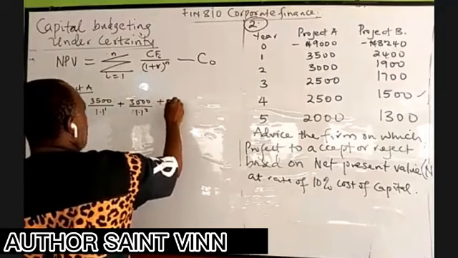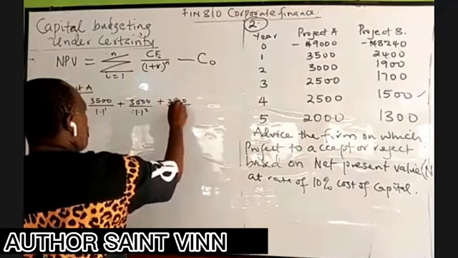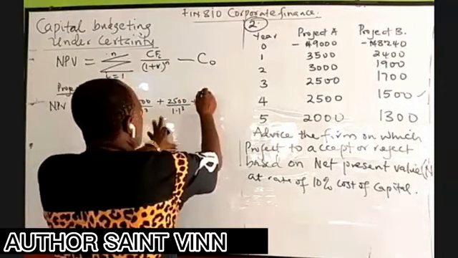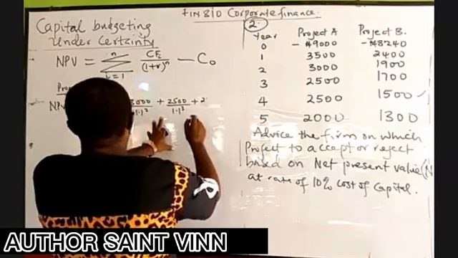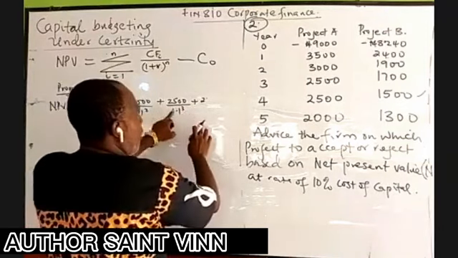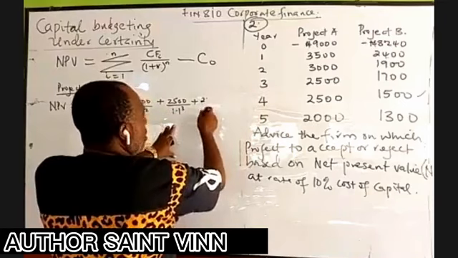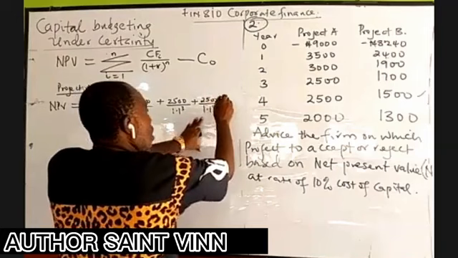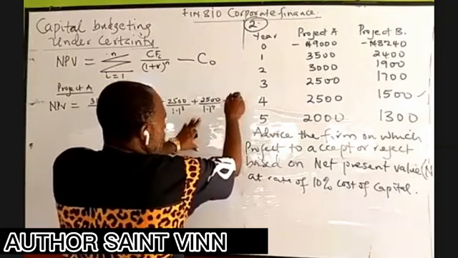Plus 25. 1.1 plus. Okay, 25 again. Wait, so this should be 3,000, 25. Okay, 25 reach how many? Okay, 25. 1.1 raised to power 4. Don't be afraid, though. We may not use this one.